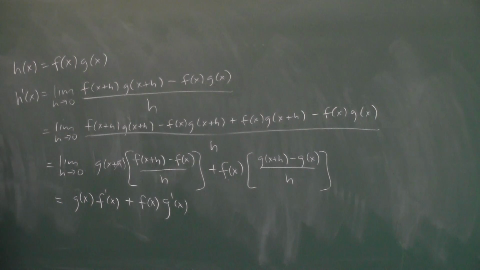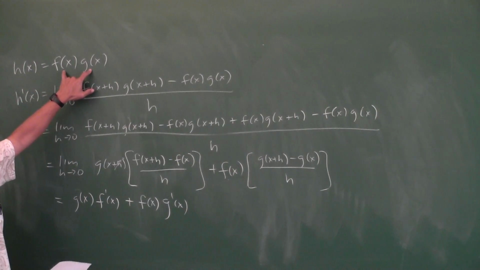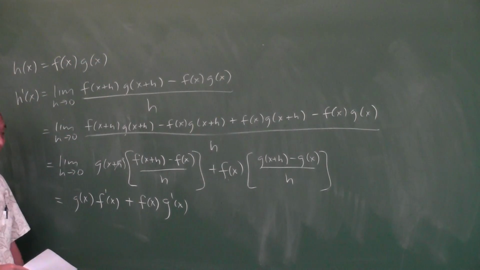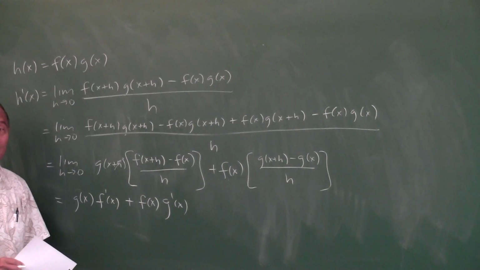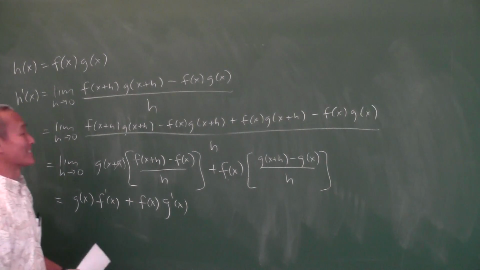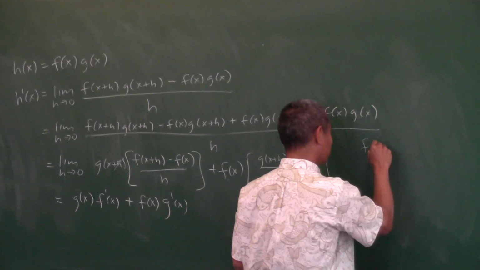Boom. So, if you have a product of two functions, to take the derivative, you cannot just take the derivative of the first and then the second and multiply them together. You have to use this. This is called the product rule. Here, let me give you an example. Now that we've learned it, you're responsible for it on the test.